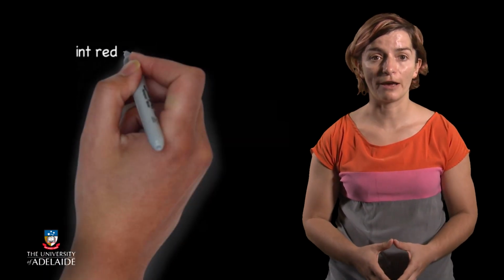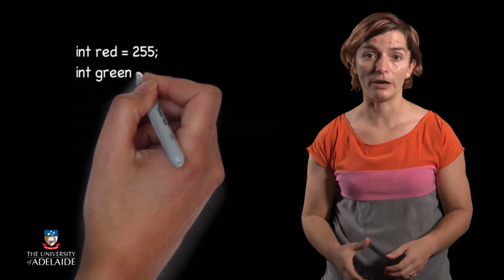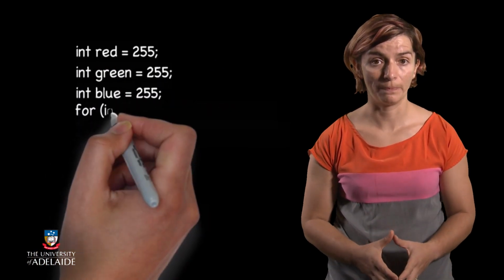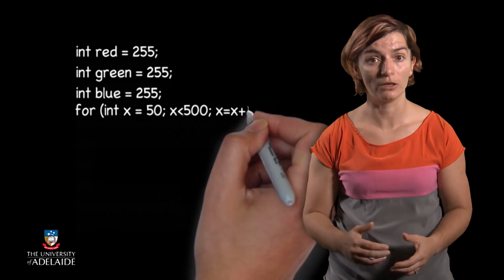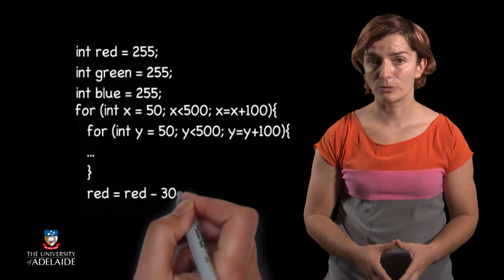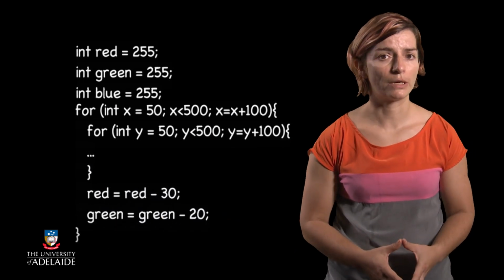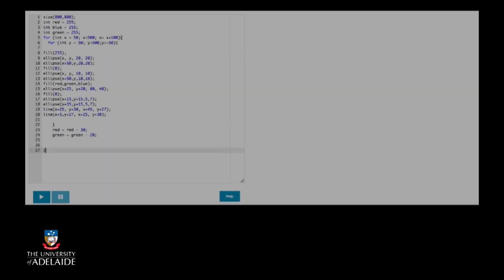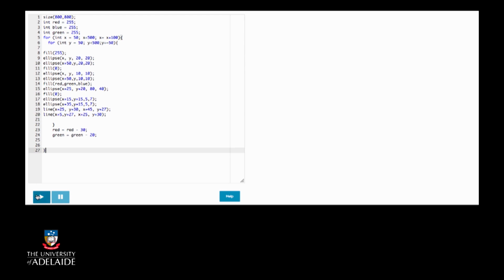To start from white and to obtain increasingly bluer frogs, we will start with 255 for each of the red, green, and blue variables and change them as follows every time we change the column. That is, every time we finish the inner loop and move on to the next value of x. Red equals red minus 30, green equals green minus 20. The final result is this.